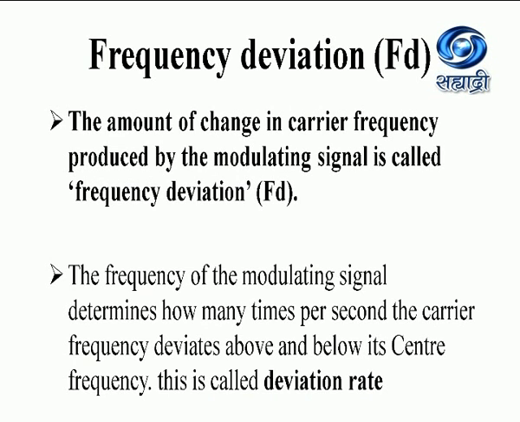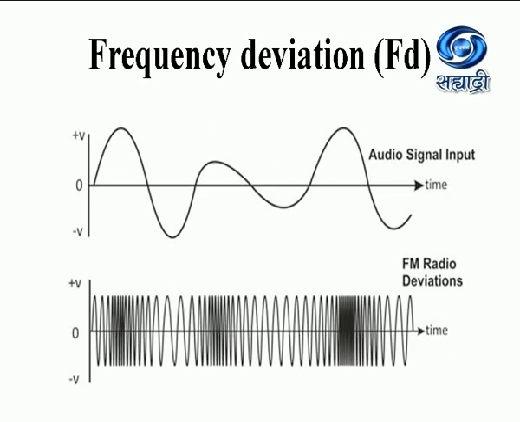Basically this deviation is required because the frequency of the carrier signal is changed according to the modulating signal change. That's why the amount of this change we have to calculate, and it is calculated by the deviation rate. If you observe this picture, the modulating signal is varied, that is the audio signal input, and according to the modulating signal, the carrier frequency will change. For each change we will get the deviation between two frequencies. That's why this is the FM radio deviation.